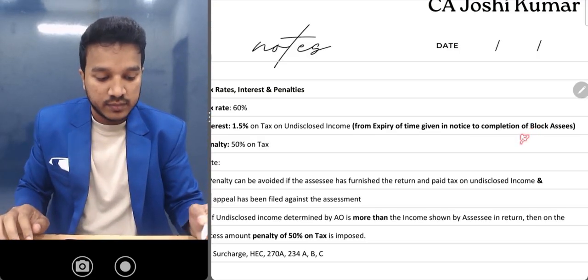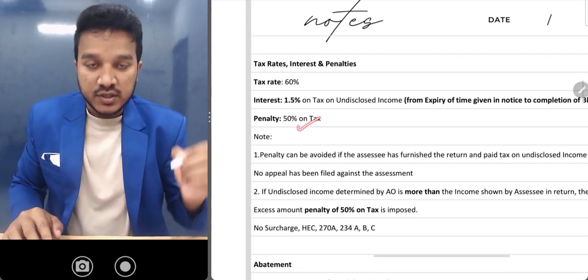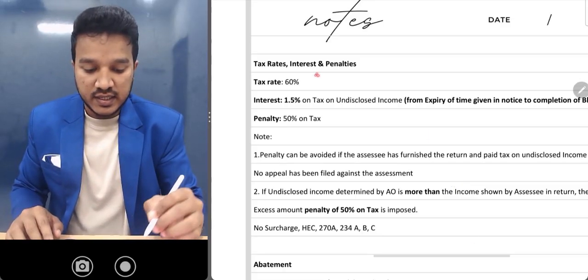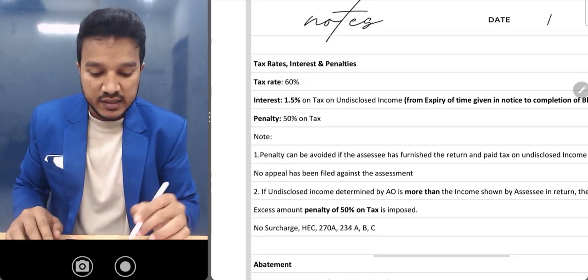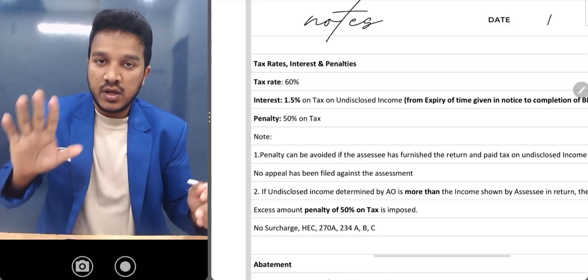ठीक है, this part is important. Till the completion of block assessment. Done. Now penalty 50% on tax also will be levied. See, additional, this is the tax rate, 60% is the tax rate, additional 50% on tax penalty will also be levied. What are the cases?